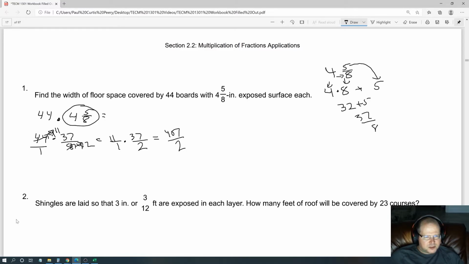Then we divide. We say 407 divided by 2. That gives me 203 and 1 half. Now, there's a little bit of a problem right here in that normally you're not going to say 203 and 1/2 inches. You're going to say feet, right? So this is actually going to get a little more complicated in that you probably want to be able to convert this to feet. So let's see how we convert this to feet.